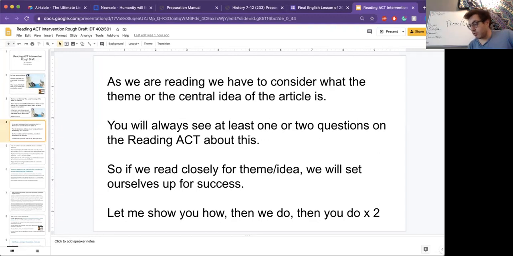So we can nail 20% of our reading, or our passage. We can get those questions right. And if we understand these 2 things, then we're going to understand a lot more about the text. So let me show you how to do it. Then I'm actually going to do one, then we're going to do one, and then you're going to do 2, because you guys should be doing more work than me all the time because I'm lazy.